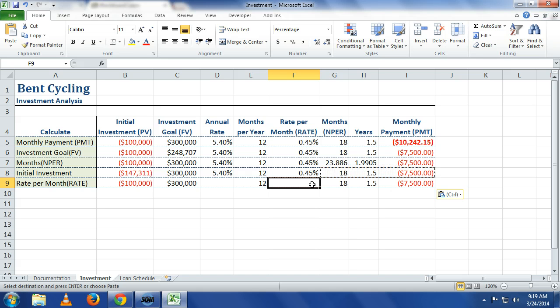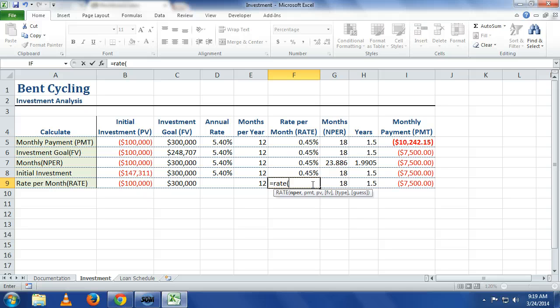Okay, so this time the unknown is the rate. Now we're going to have to get to the annual rate by multiplying whatever we get here by 12, but let's not do that yet. So the function for that unknown rate is equal, crazily enough, RATE. Okay, so I'm going to give it the number of periods, which is G9, so over 18 months. I need to give it the payment, which is I9, that's the $7,500. I need to give it the present value, how much I'm investing initially, which is B9. I need to give it the future value, which is how much I want at the end, and I get C9.